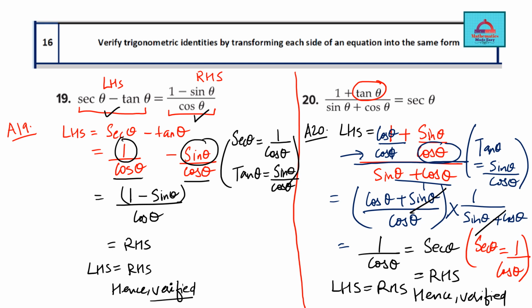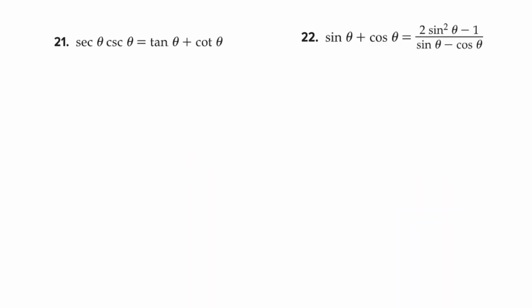Let's do some more questions. So now I'll be solving 21 for you. So let's start with one side. I'm going to choose this time the right side, this one, and I'll try to make it equal to the left side.